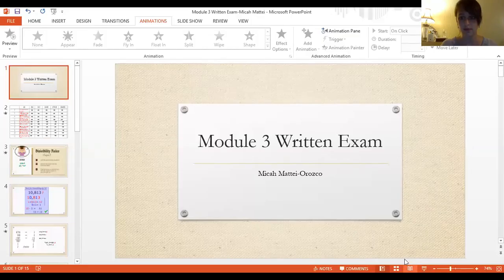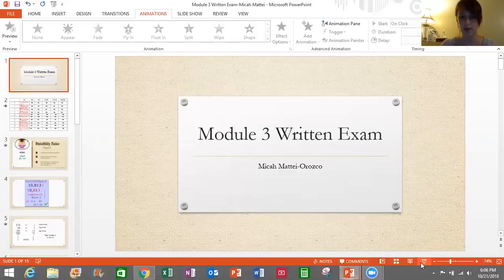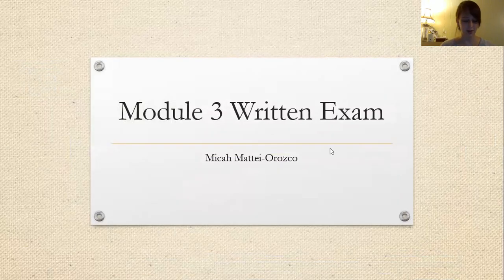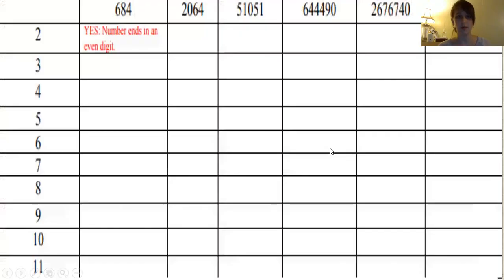So here we go on my Module 3 written exam. Let me pull it up here. Okay, so here we go, Module 3 written exam. And this is going to be my divisibility chart, and I'm going to go over all the divisibility rules 2 through 11, and of course it has number 2 already done for us.